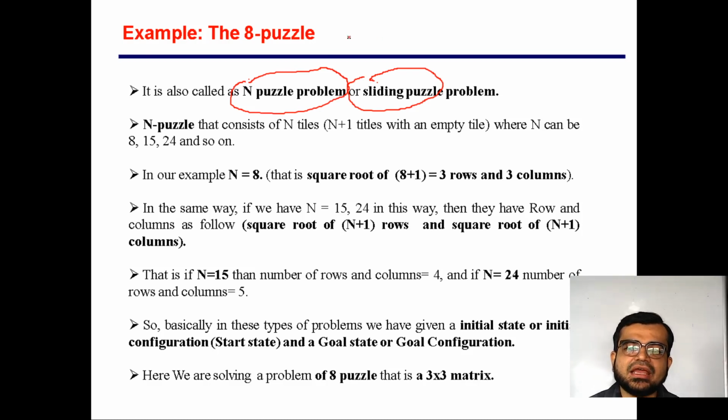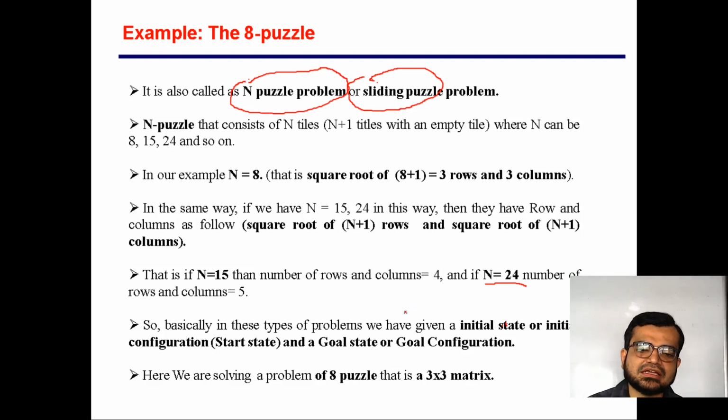In the same way, if you consider n as 15, then 15 plus 1 means 16 tiles will be there, and the square root of 16 is 4. So that means 4 rows and 4 columns. That means a 4 by 4 matrix will be taken when n is 15. Similarly, if n is equal to 24, that means 25 tiles will be there. The square root of 25 is 5. That means a 5 by 5 matrix, so 5 rows and 5 columns.